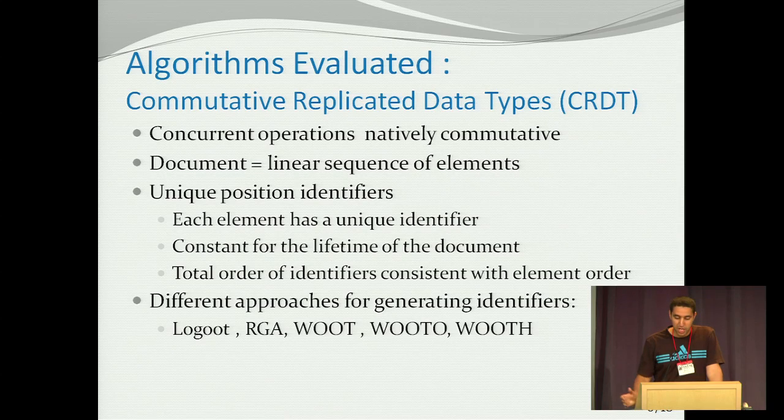Recently, a new approach called CRDT, Commutative Replicated Data Type, emerged to ensure consistency on peer-to-peer networks. Unlike operation transformation, CRDT does not require detection of concurrent operations. CRDT is designed for concurrent operations to be natively commutative. In CRDT, the document is a linear sequence of elements, and each element has a unique identifier. In this approach, we evaluate the algorithms Logoot, RGA, WOOT, and WOOTH.